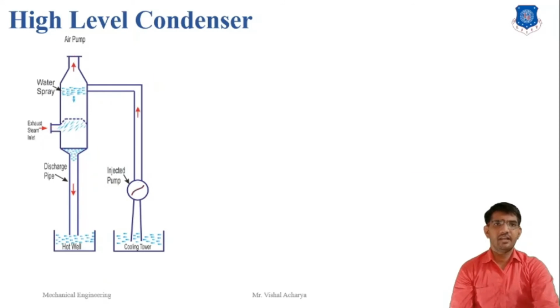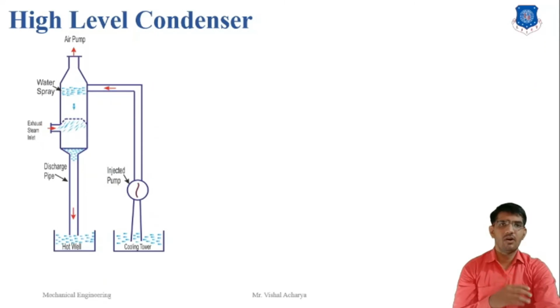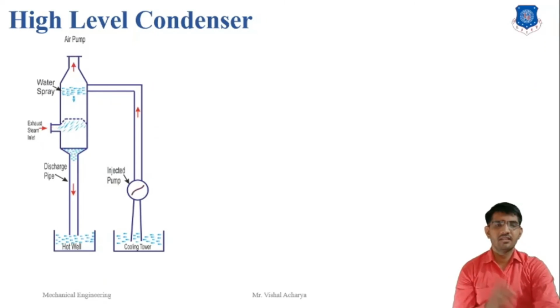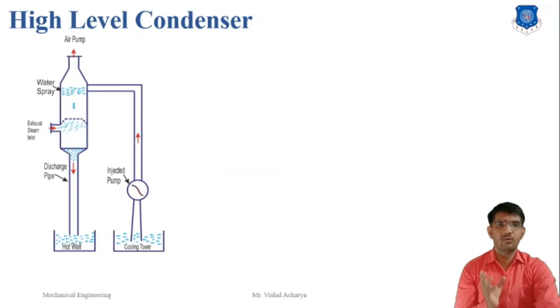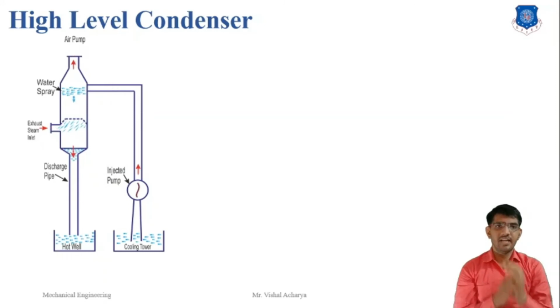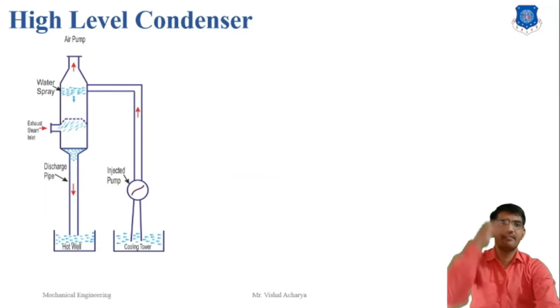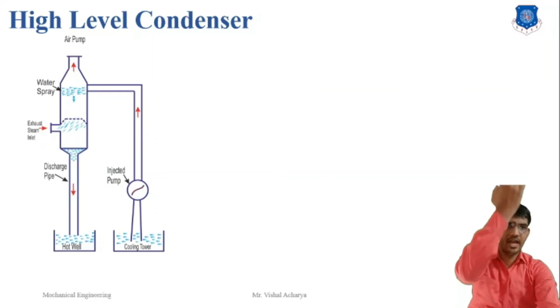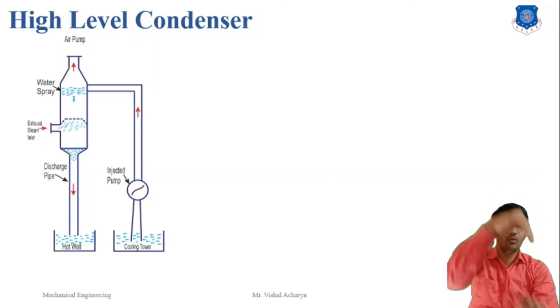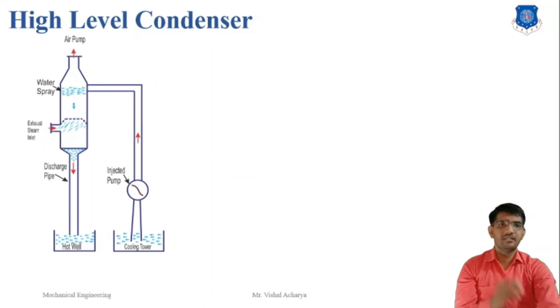Barometric or high level jet condensers are provided at a high level with a long vertical discharge tube or tailpipe. It does not have a condensate extraction pump, and the condensate and cooling water flow into the hot well because of gravity. An injector pump is used for the flow of the cooling water at the top of the condenser. In this condenser, the steam enters at the bottom and flows upward and meets the downward cooling water. Its working is similar to the low level jet condenser.